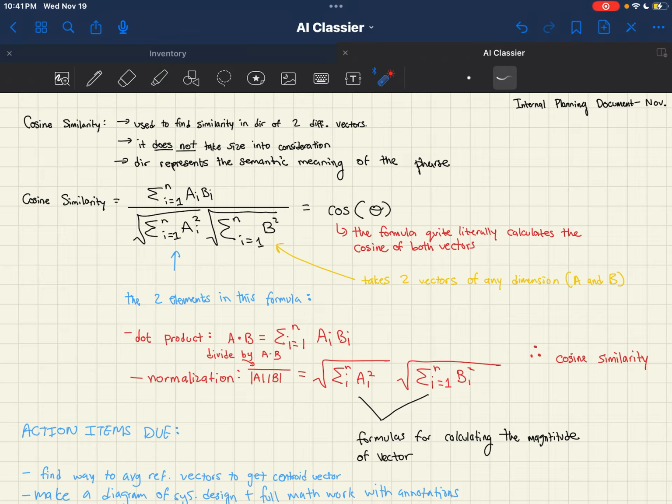Because the system should have way more examples, right? It should have way more vectors that are used as examples for different political concepts.